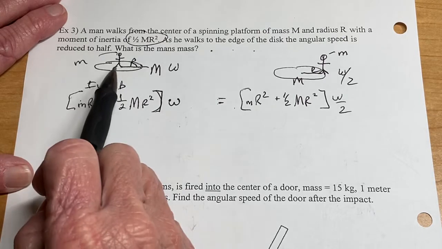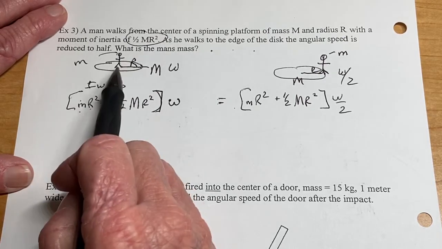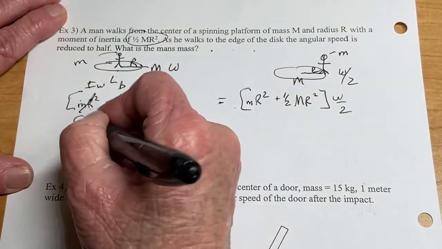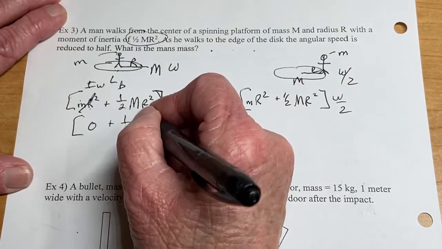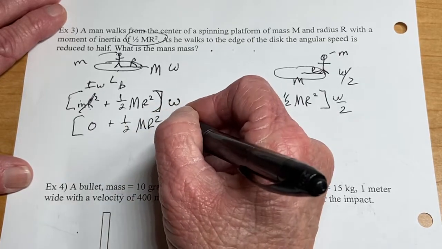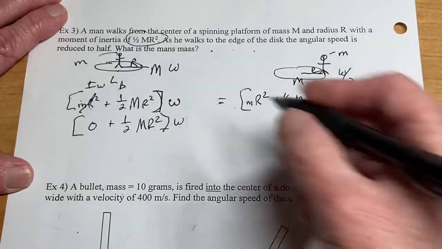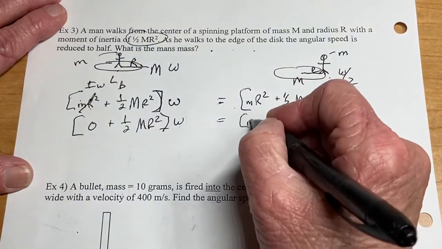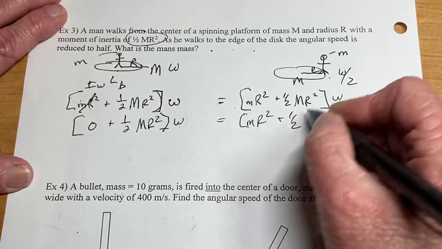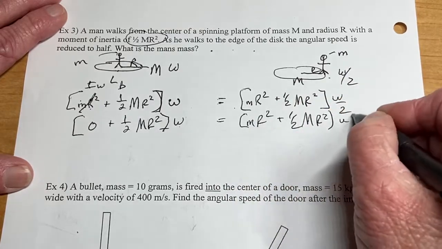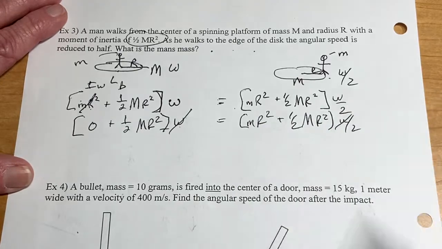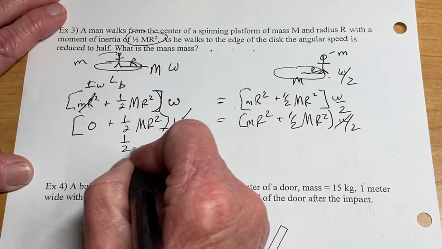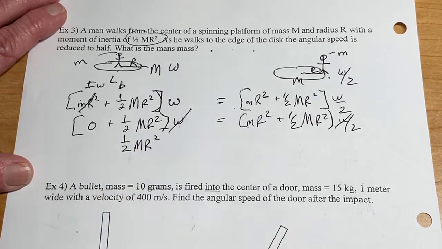Well, in this one, his r is 0. He is on the center. He is 0 from the radius, so this is 0. So I end up with 0 plus 1/2 capital M r squared times omega. In this case, he is at r, so it's the same. So it's m r squared. It's 1/2 capital M r squared, omega over 2. Well, omega is going to cancel. And all I'm left with over here is 1/2 capital M r squared.